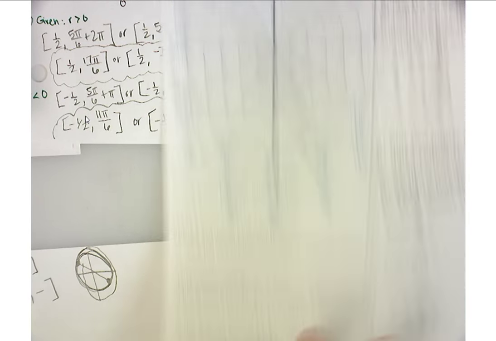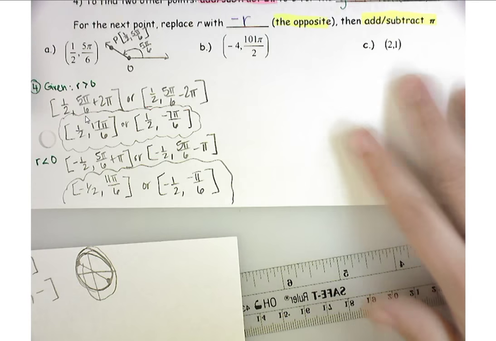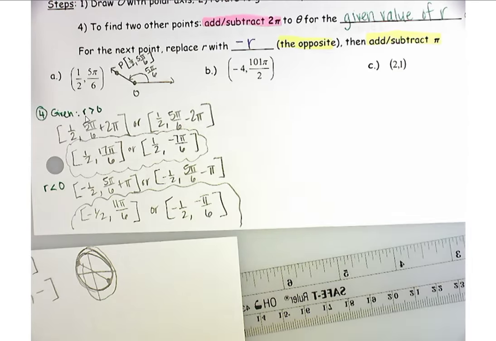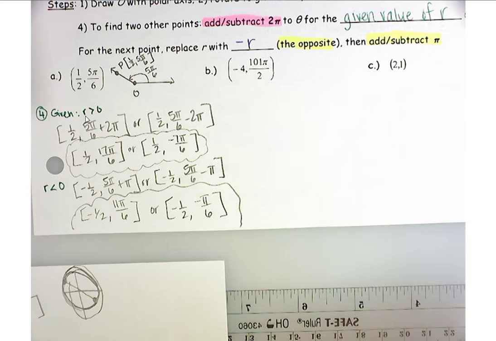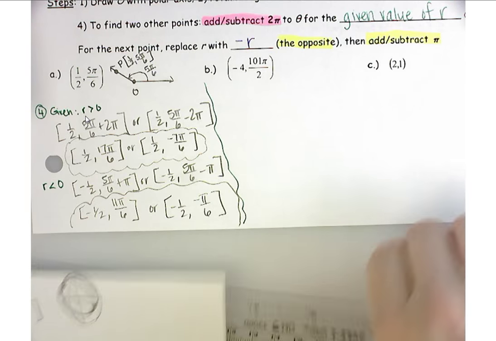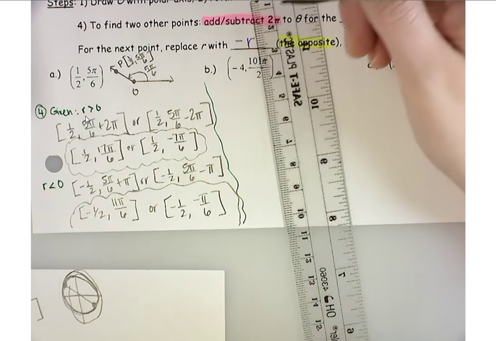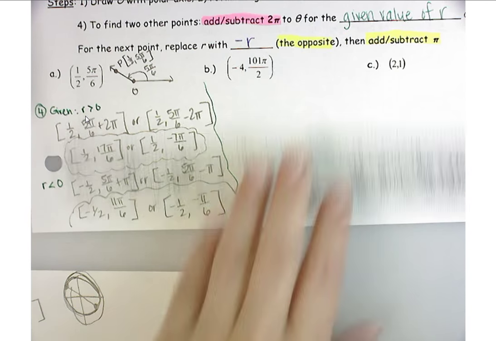All right, now let's look at part B. Okay, so for part B, we're going to start by drawing negative 4, 101 pi over 2. So I'm going to start with my polar axis. And then I really don't want to count 101 times around. So I want you to think of a strategy that you could use so we wouldn't have to do that.